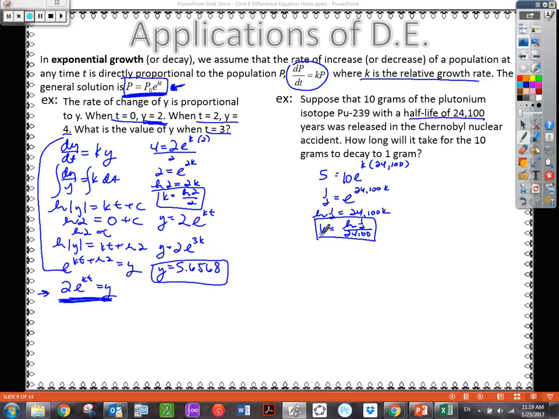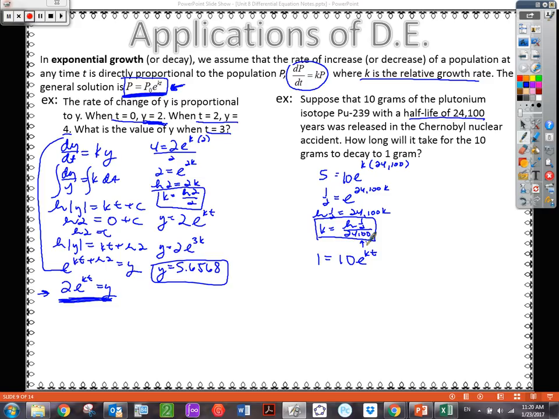And let's see what it wants. It wants to know how long will it take for the 10 grams to decay to 1 gram. All right, so we have 1 equals 10 e to the KT. Again, we know K is this right there. So I put that in my calculator and I solve, and I get, well, there's a couple ways. Well, I'll solve by hand first.